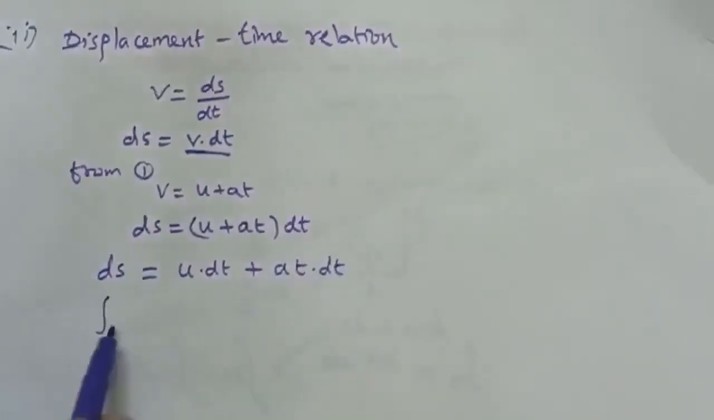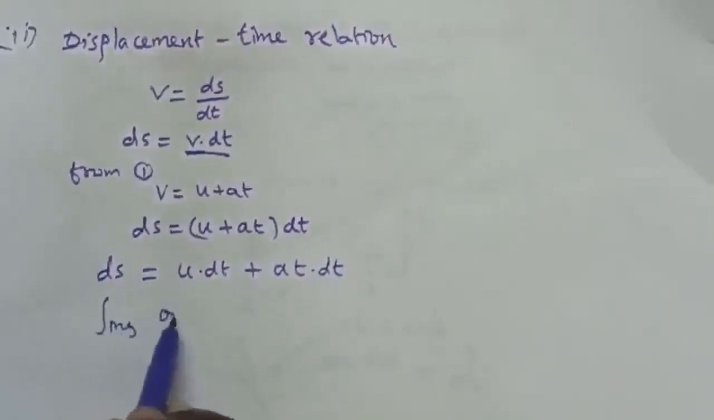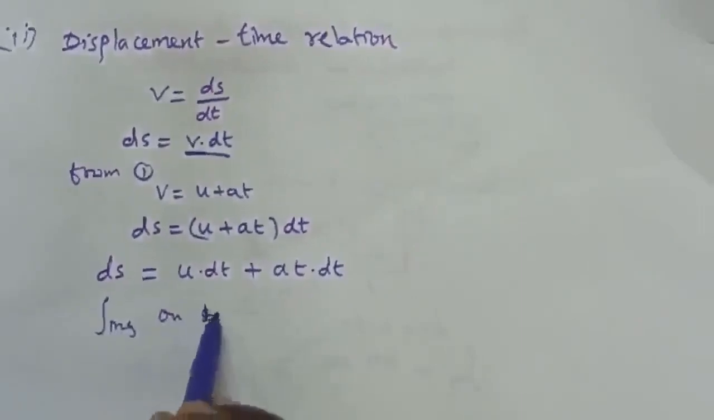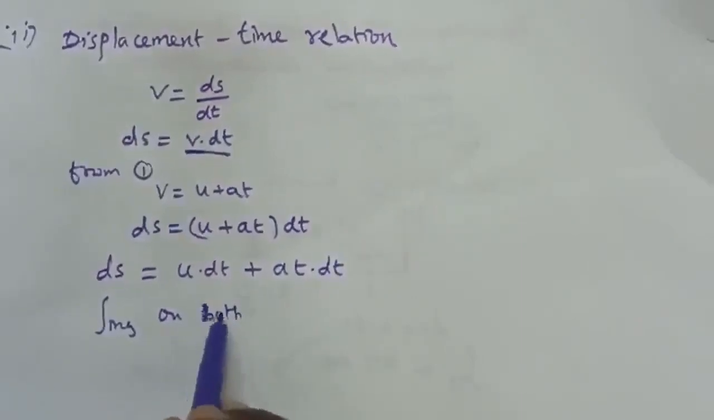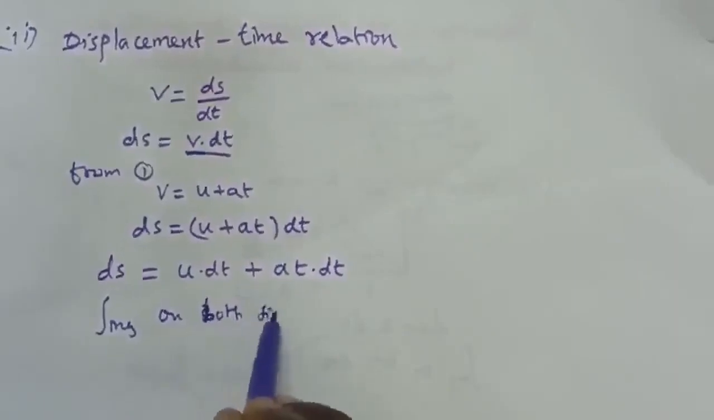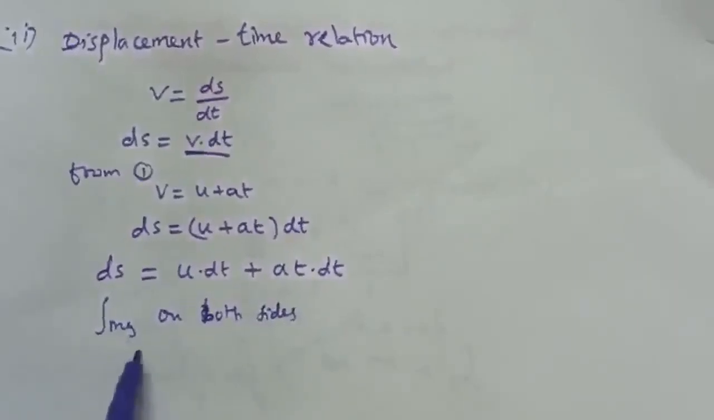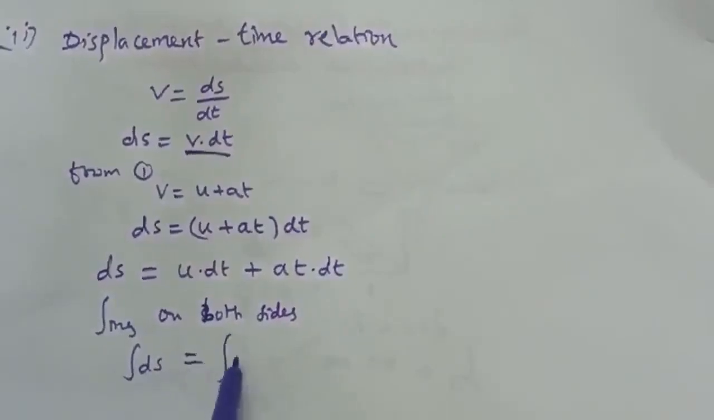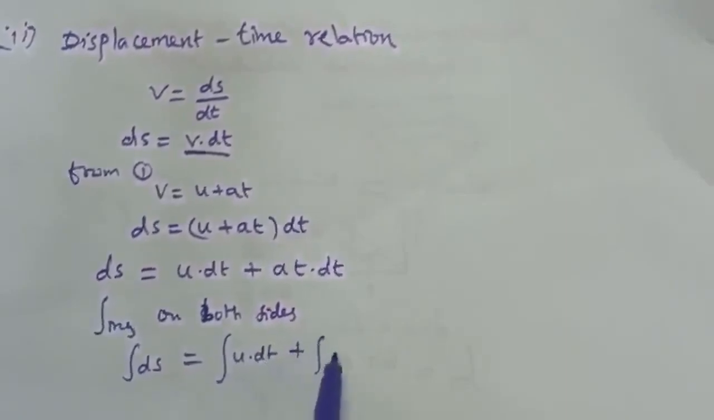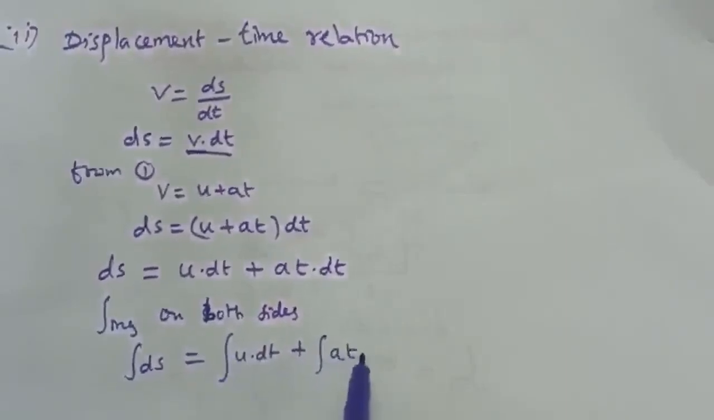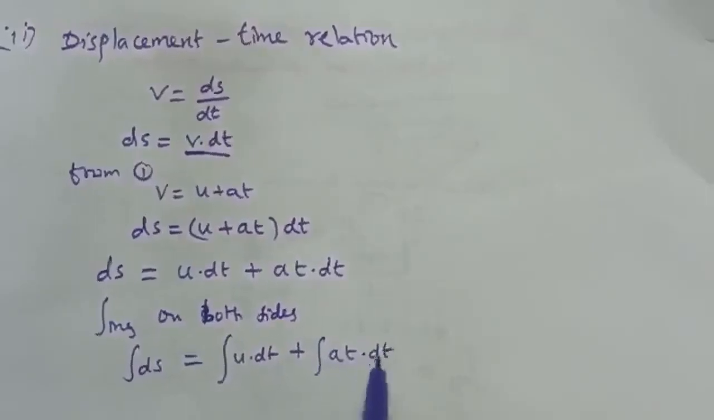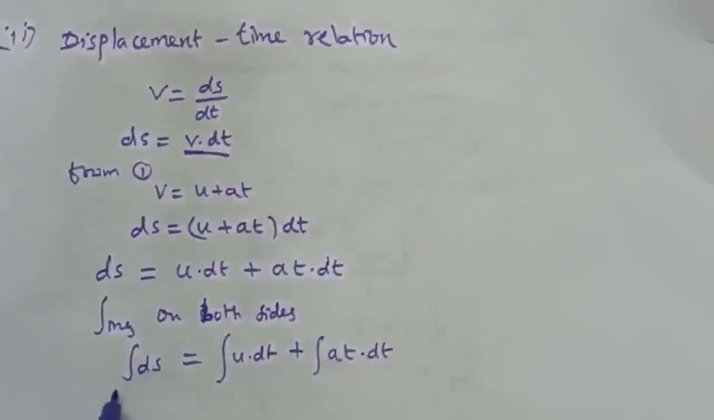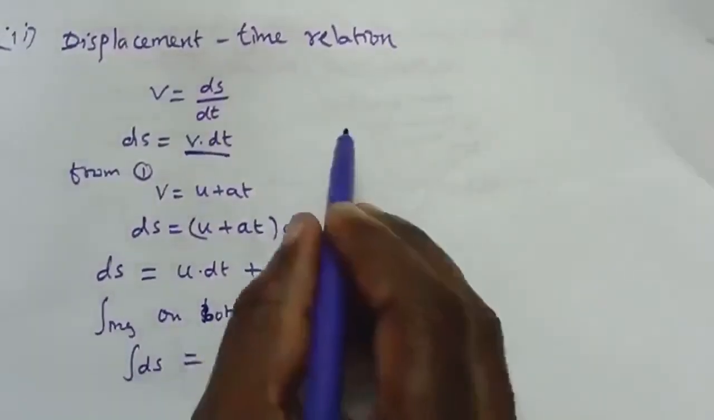Now integrating on both sides, therefore integral of ds is equal to integral of u dt plus integral of a t dt. Now put the value of integral ds, the changing displacement. Already you know that is the initial displacement.